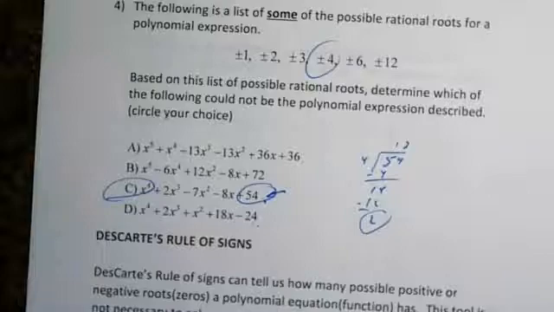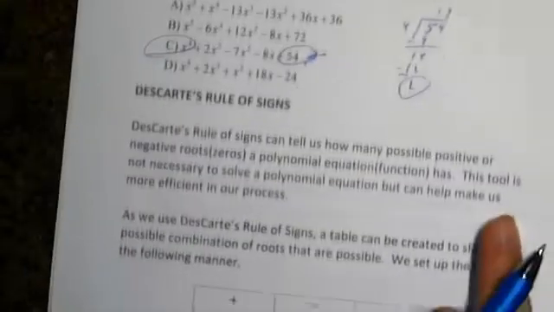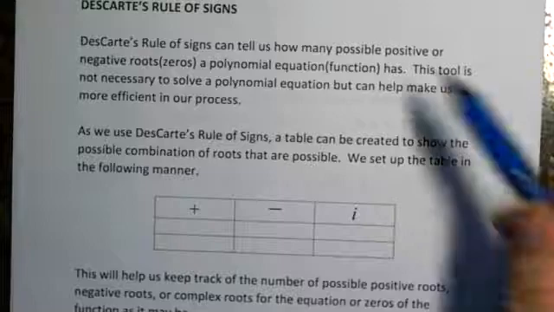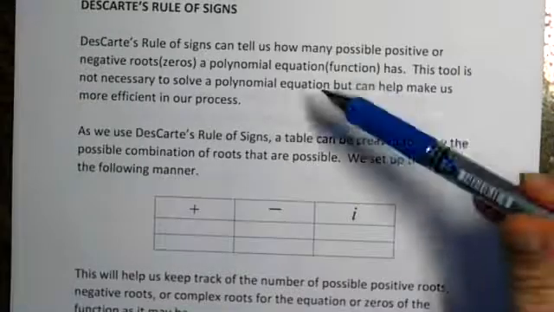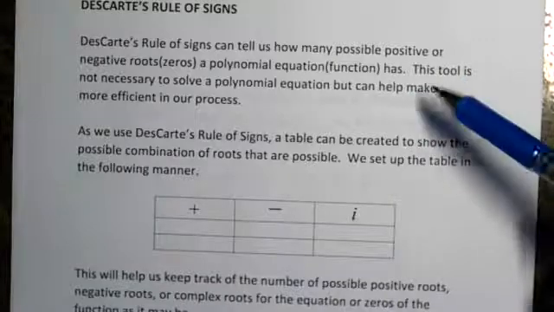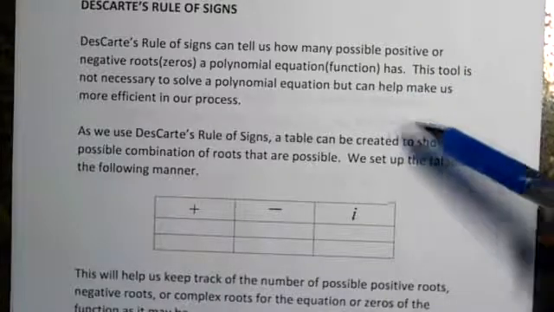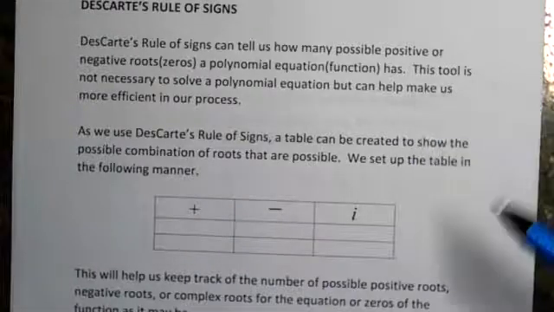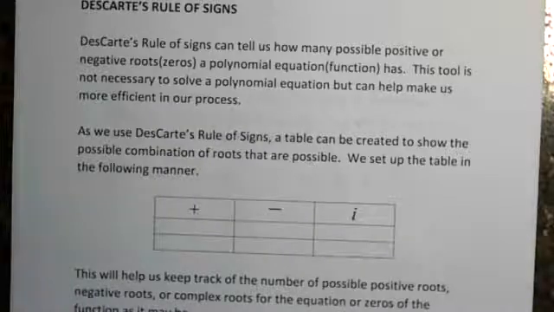You see, this isn't real straightforward. This is a Common Core question, so make sure you can answer that. Okay, on to Descartes' rule of signs. Descartes' rule of signs can tell us how many possible positive or negative roots or zeros a polynomial function or equation has. This tool is not necessary to solve the polynomial equation, but can help make us more efficient in the process. So in other words, technically you don't have to use this to solve polynomial equations, but it actually could help.